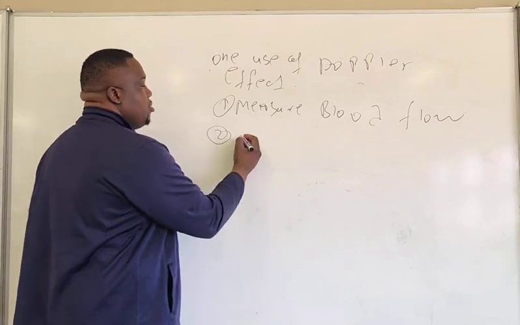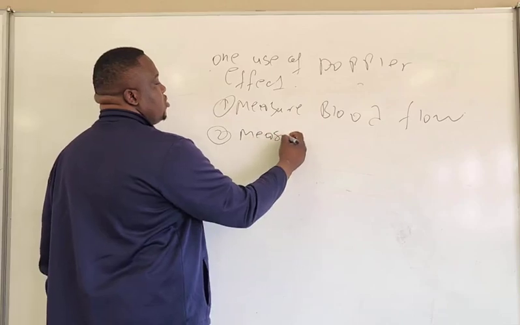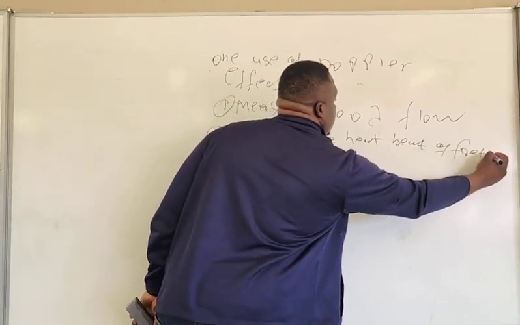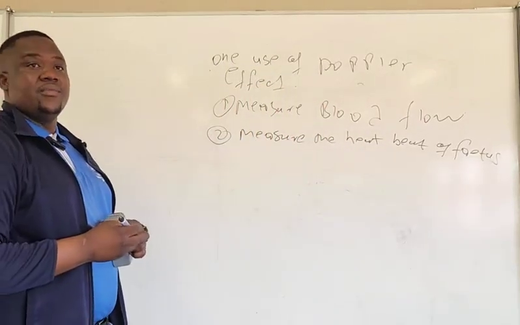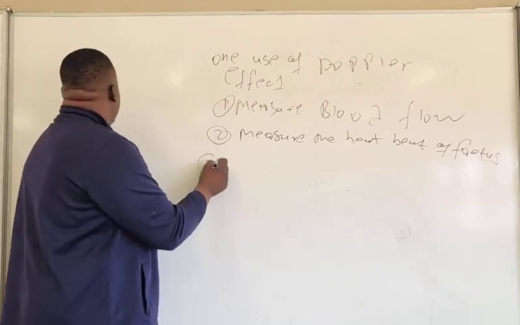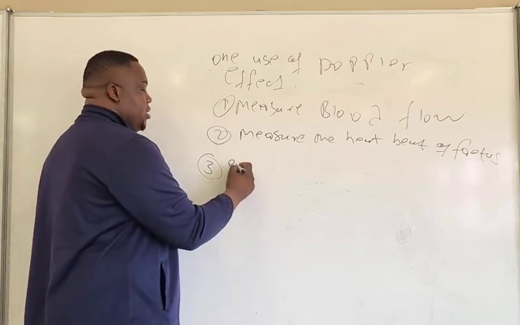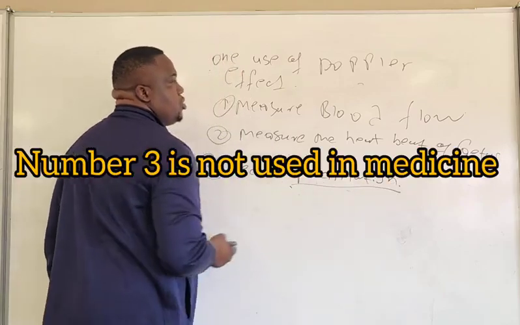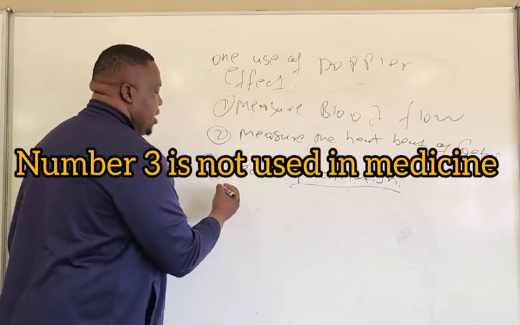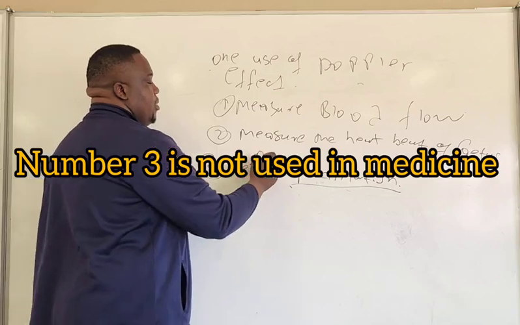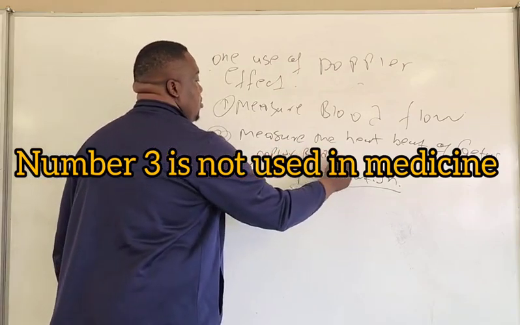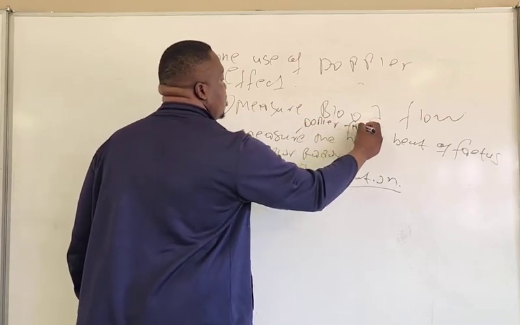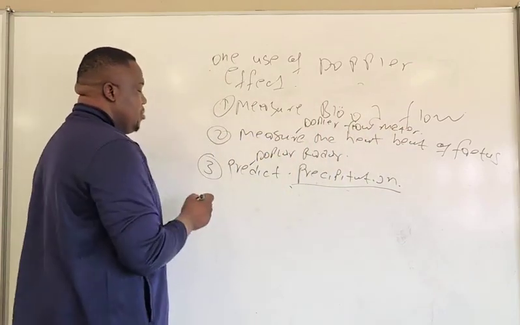Then number two, it is used to measure the heartbeat of a fetus, the heartbeat of a baby. Number three, what can we say? Predict precipitation. Predict if it's going to be rainy or snowy through the Doppler radar. So this one is Doppler radar. This one is Doppler flow meter, even this one is Doppler flow meter.